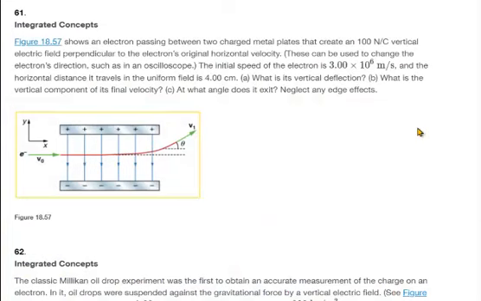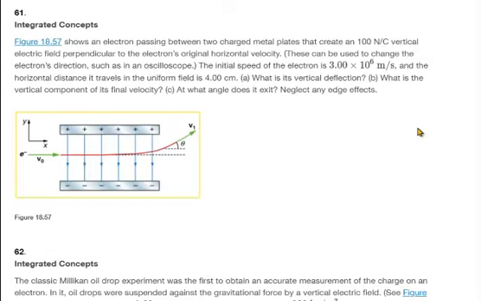All right, so here's the next problem. This figure shows an electron passing between two charged metal plates that create this much of an electric field perpendicular to the electron's original horizontal velocity. So the electron is being deflected, in this case upward. The electron is negative, going to the right. The positive charges are on top of this electric field, so it will be deflected upward.